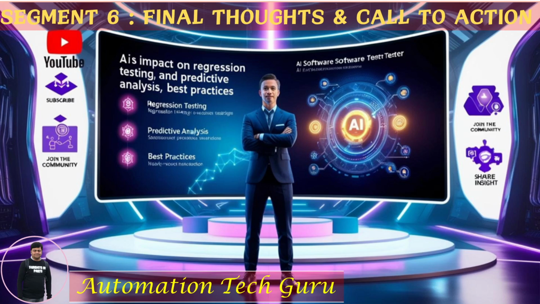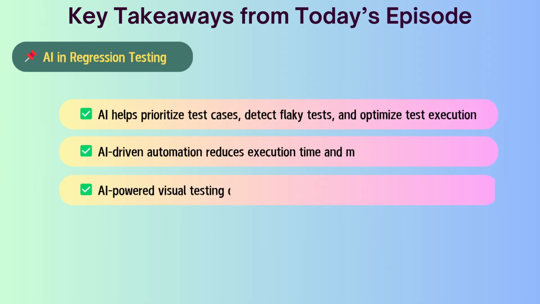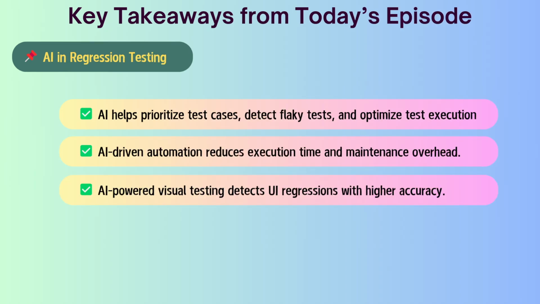AI in regression testing. AI helps prioritize test cases, detect flaky tests, and optimize test execution. AI-driven automation reduces execution time and maintenance overhead. AI-powered visual testing detects UI regressions with higher accuracy.